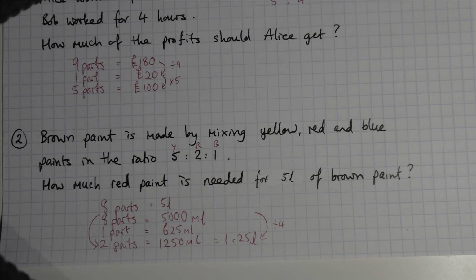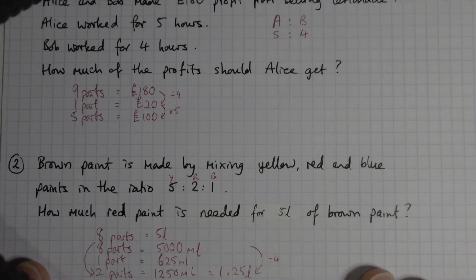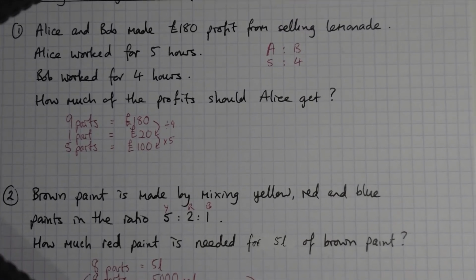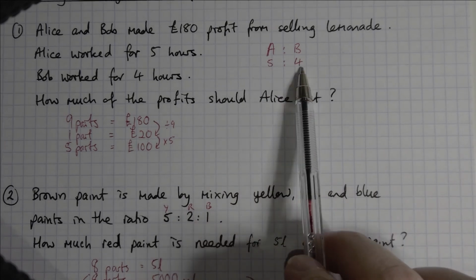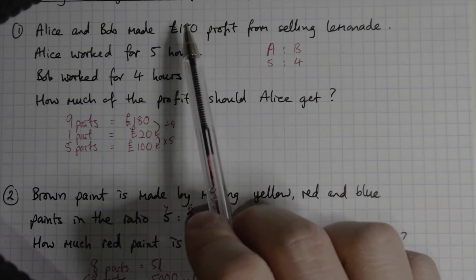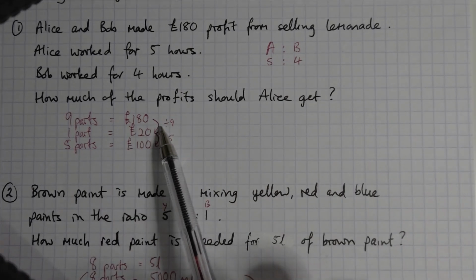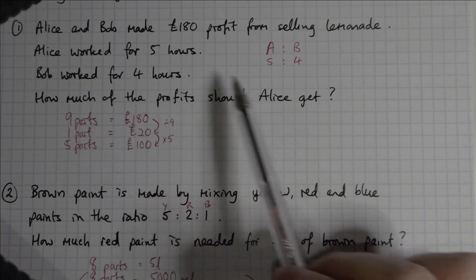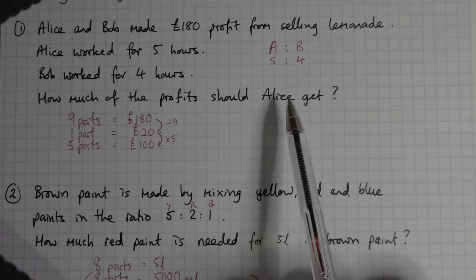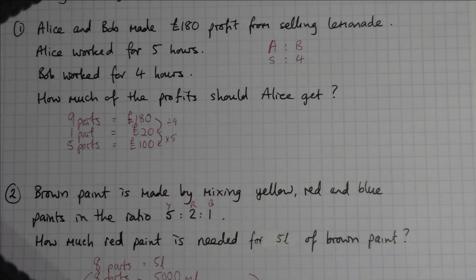So there's 2 examples of dividing in a given ratio. You will need to do that in all of these problems as well. So you look for a total number of parts. In this first question, the total number of parts was 9, and those 9 parts were the 180 pounds. And you go from there, get 1 part, then get the number of parts that the question's referring to. Here it asks for Alice. She was 5 parts, so times by 5.